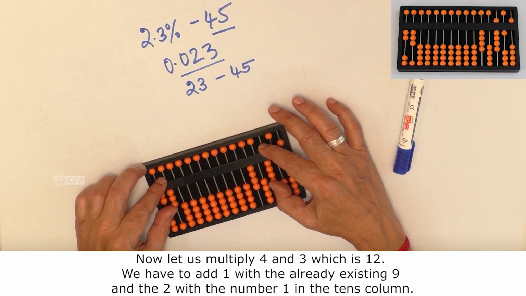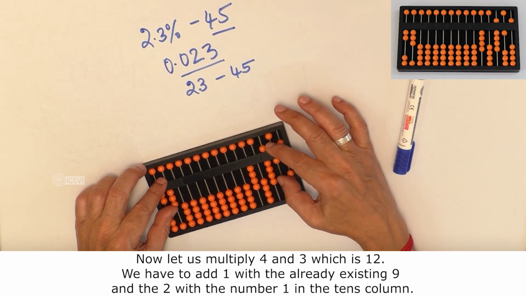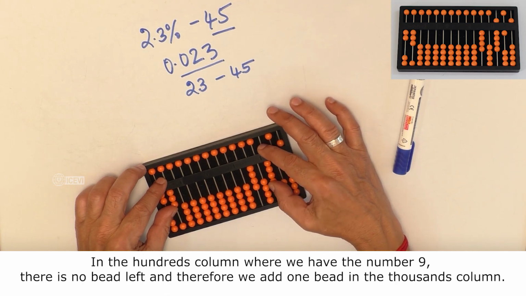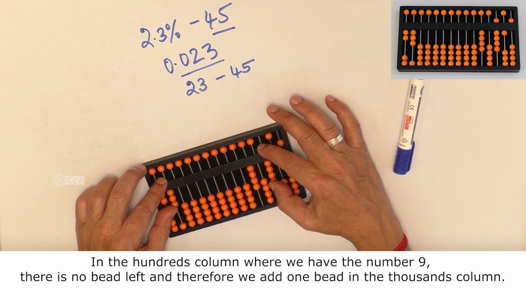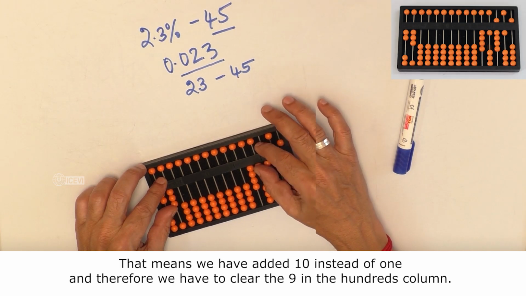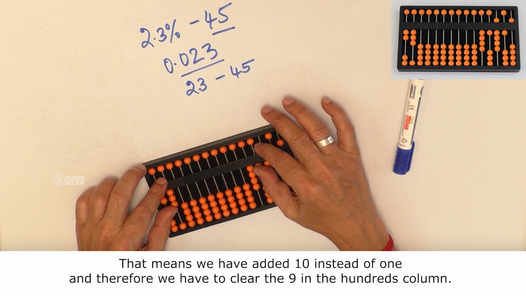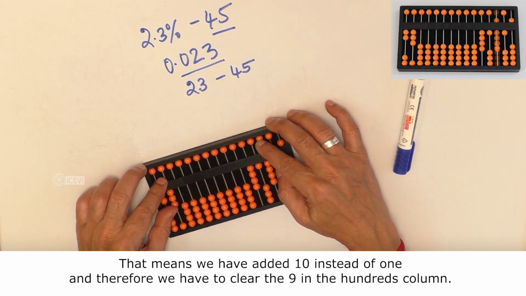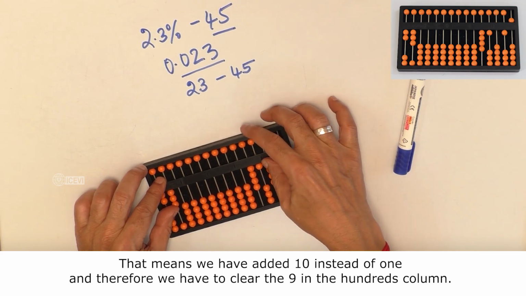We have to add 1 with the already existing 9 and 2 with the number 1 in the tens column. In the hundreds column, where we have the number 9, there is no bead left, and therefore we have to add 1 bead in the thousands column. That means we have added 10 instead of 1, therefore we have to clear 9 in the hundreds column.